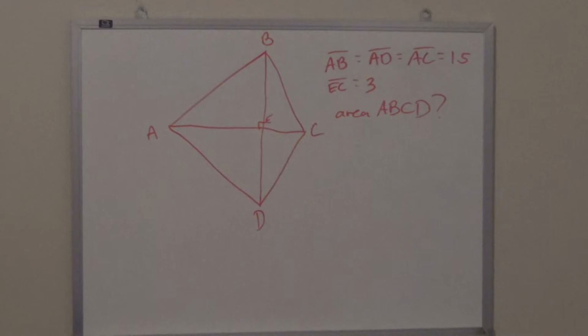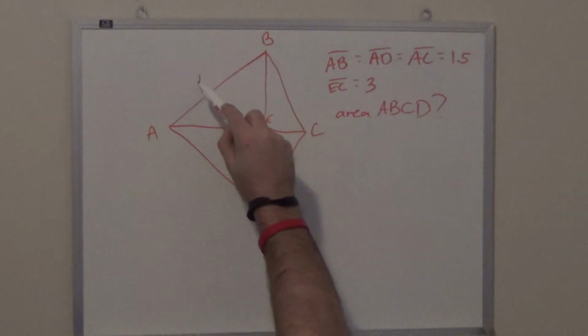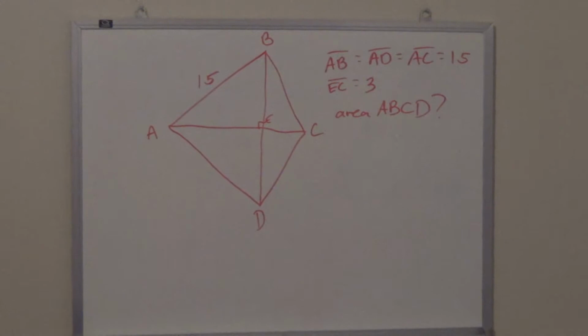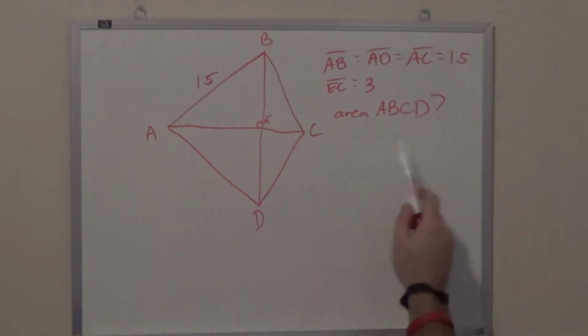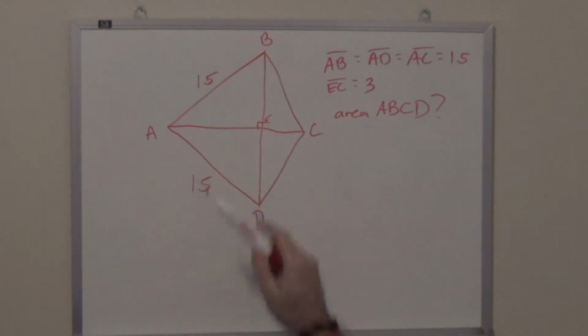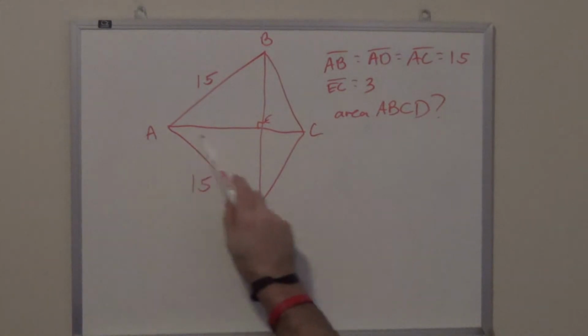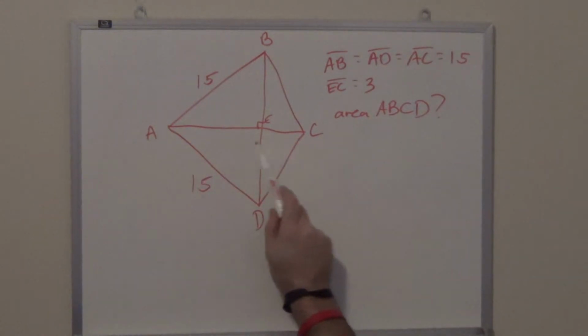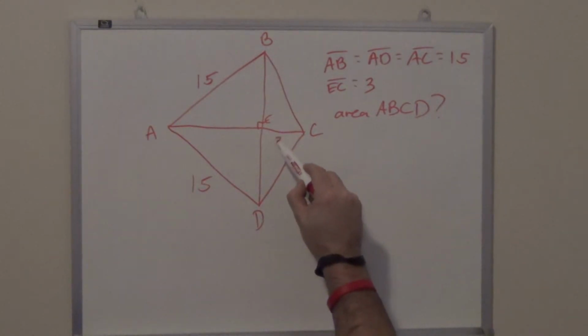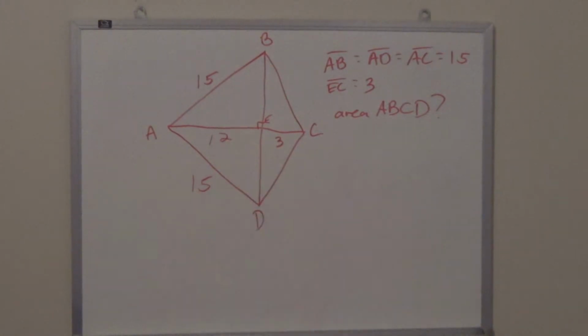Alright, and we're back. So as everyone knows, first things first in geometry, let's just fill in what we have. If AB is 15, that's 15. If AD is 15, that's 15. This whole thing is 15, and this is 3. So if that's 3, that's got to be 12. Now we think, is it just length times width? Do I know a formula here?